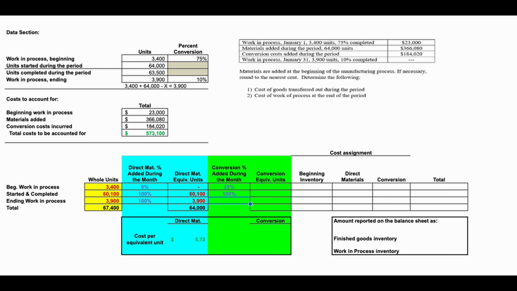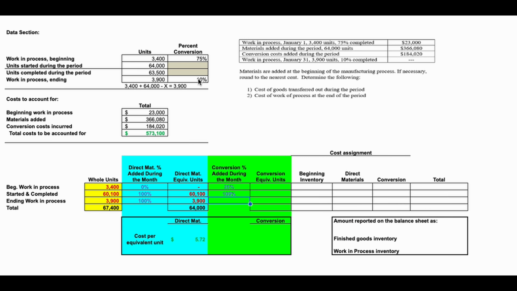And lastly, our ending work in process. So these had not been started last month. We began work on them this month and didn't get them fully completed. So this tells us how much we actually got completed for conversion this month. And in our case, it's 10%. We highlighted the whole units in yellow so that we can separate those from our equivalent units.